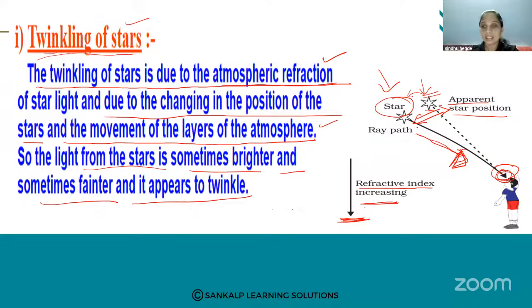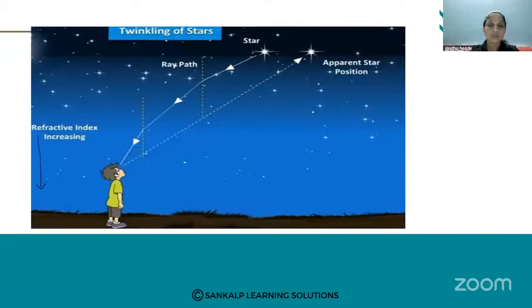The main reason is atmospheric refraction. The light continuously bends here when it passes through the different layers of the atmosphere. This is the main reason for the position change of the star and also the brightness changes in the star. So this is the main reason. See, this image explains how the twinkling of stars looks. See, this is the apparent star position and this is where the refraction takes place.